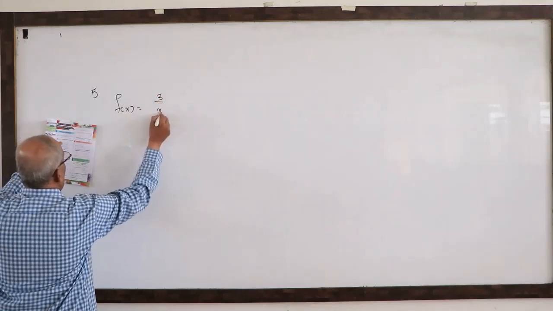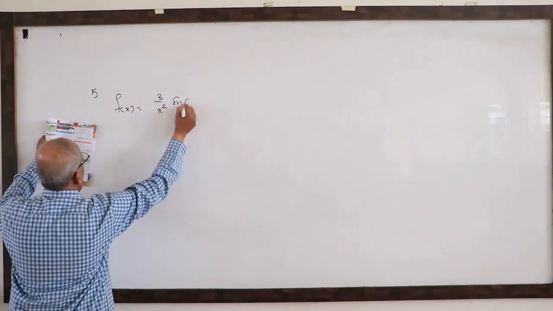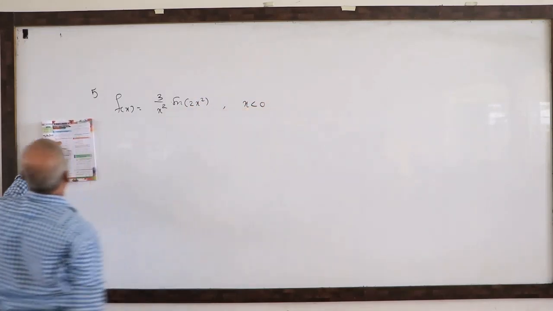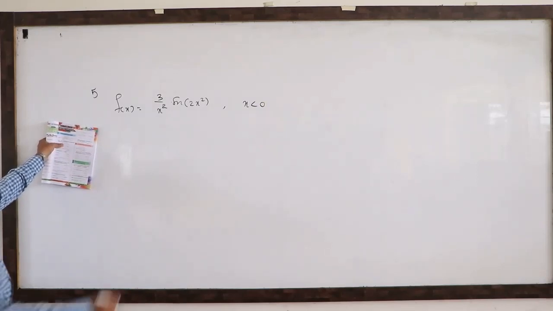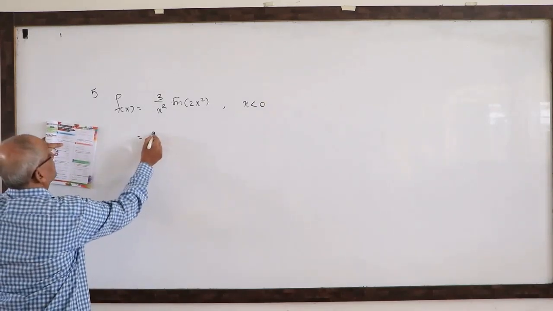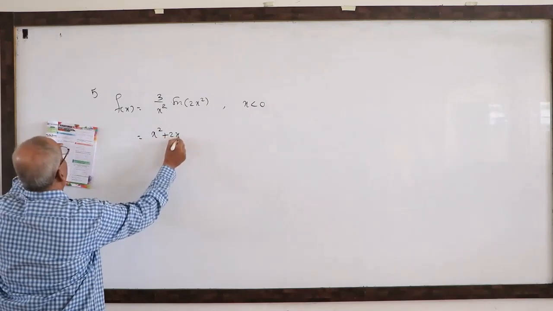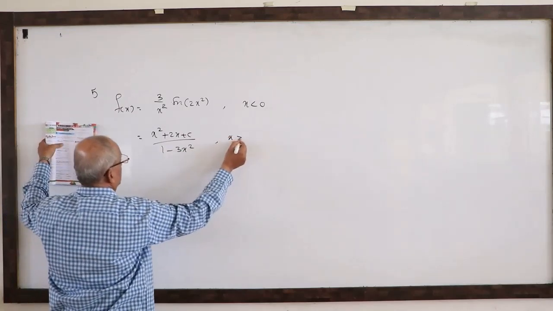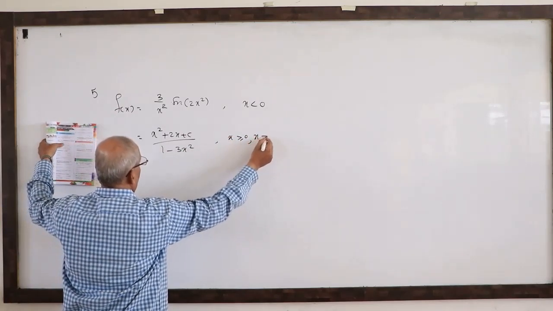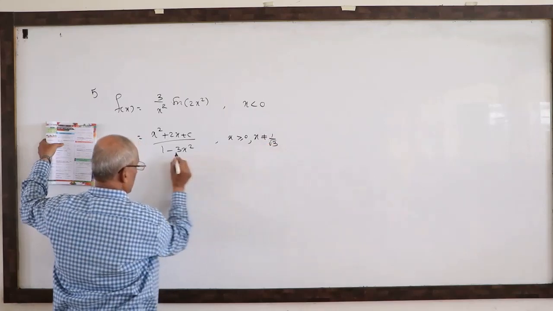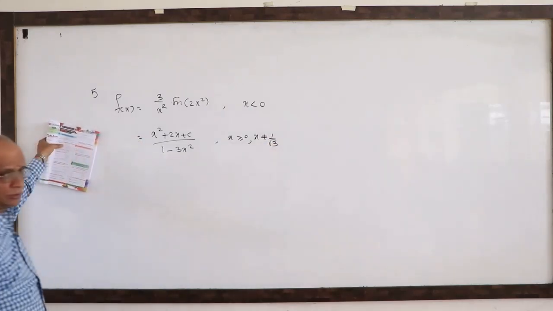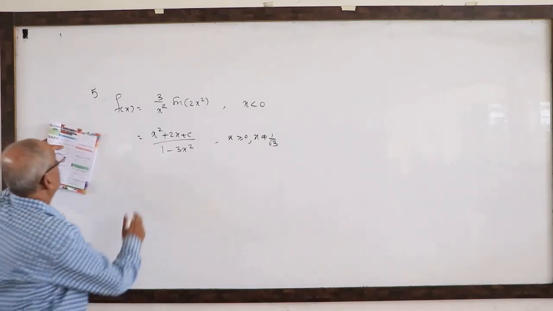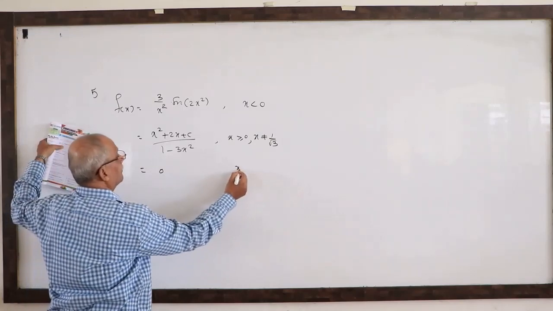3 by x square multiplied by sine of 2x square when x is negative. Then next there is the function x square plus 2x plus c, divided by something, when x is positive, also not equal to 1 by root 3, because the denominator must be non-zero. When it is 0, remove. It is 0 when x equals 1 by root 3.